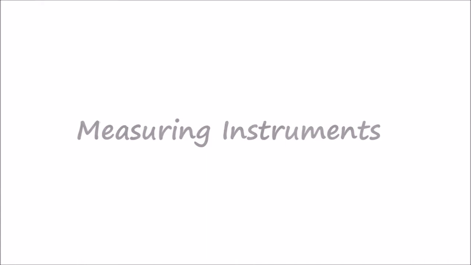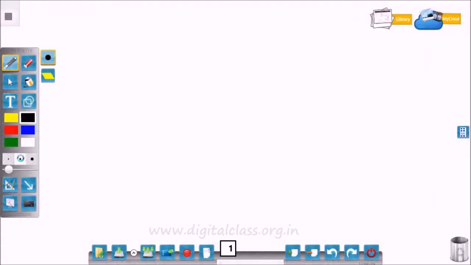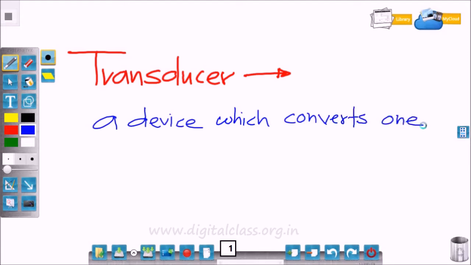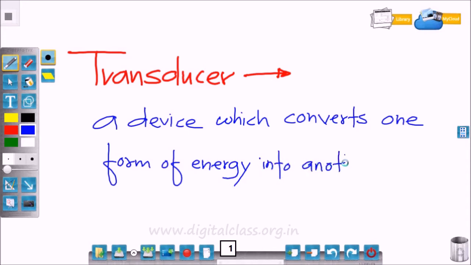Today we are going to see different types of measuring instruments. Before this, we must know about transducers and sensors. First of all, we are going to see the transducer. A transducer is a device which converts one form of energy into another form. It converts the input physical variable into a convenient and usable form of output. It is essentially based on a cause and effect relationship.